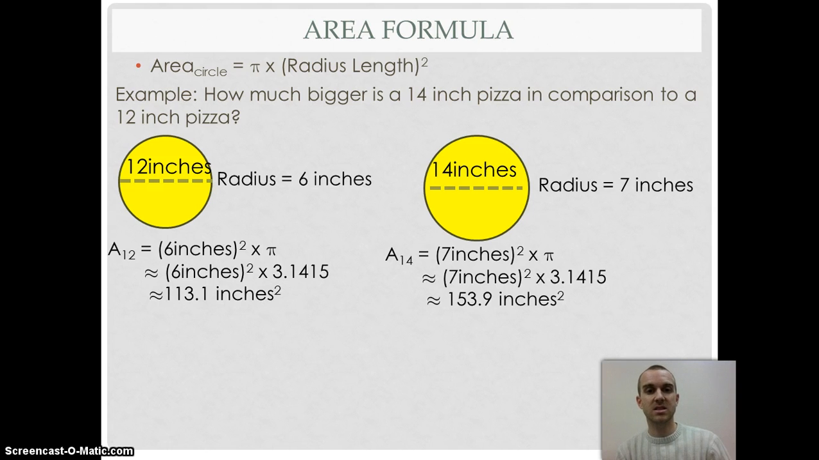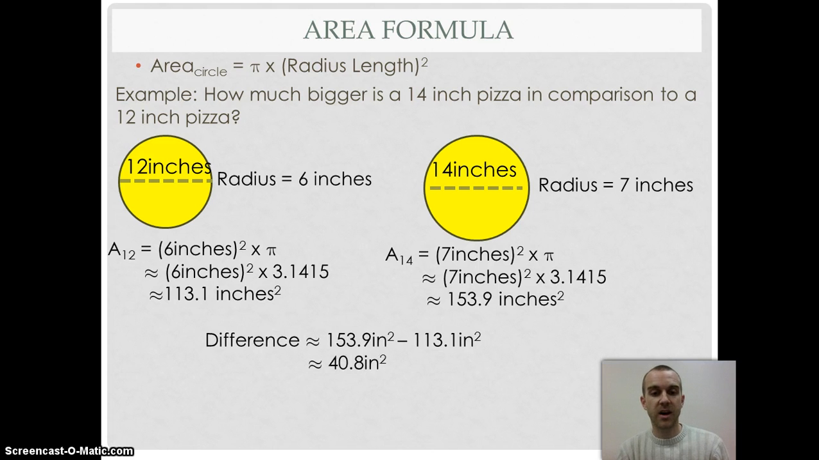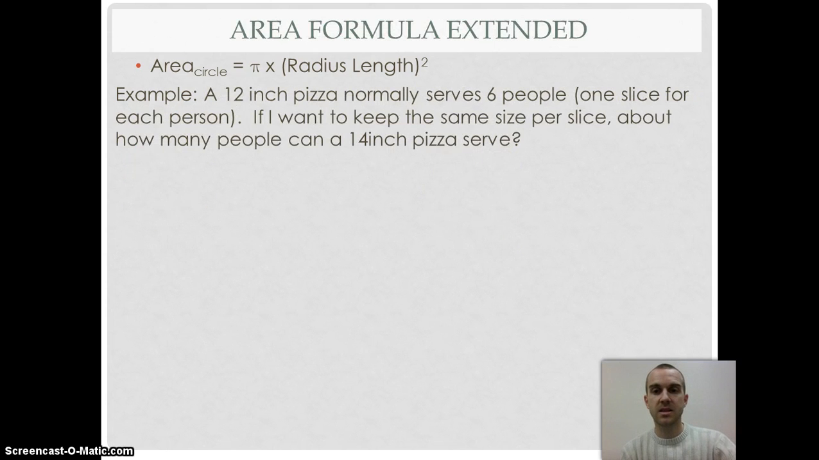So the difference in size of those two pizzas, we would subtract their areas and find that the 14-inch pizza has about 40.8 square inches more pizza than a 12-inch pizza. Now if we want to extend that and say, I know that we take a typical 12-inch pizza and it serves 6 people. And if I want to serve the same size per slice, the same amount of area per slice, how many people could I serve with a 14-inch pizza?